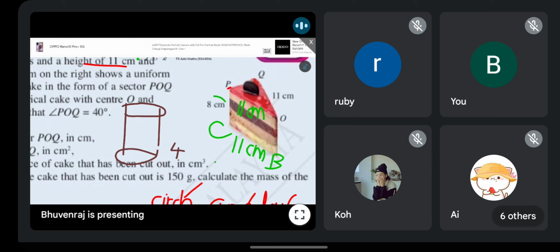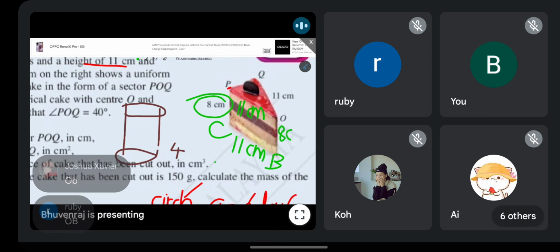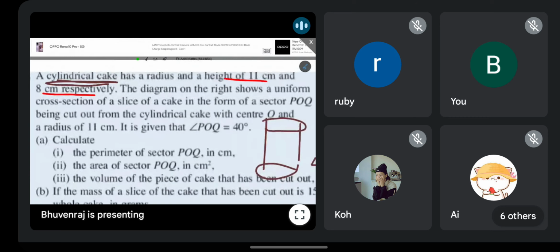Okay, so for the 8 cm, apa lagi panjang yang sama dengan 8 cm that you can get from the diagram? Yes, OB, correct. Okay, so this is also 8 cm. So you analyze everything already. Okay, so then you can read the question already.